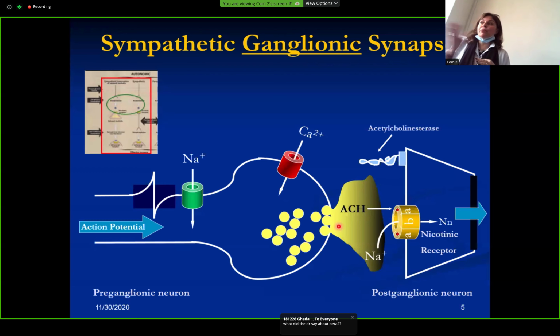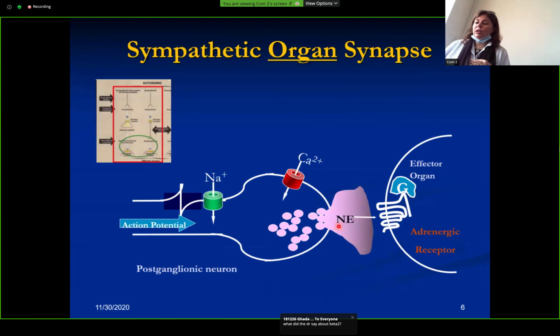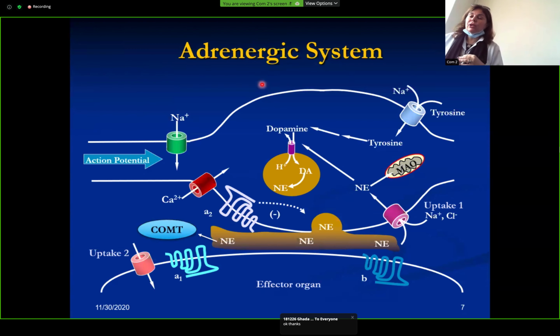This is the pre-ganglionic fiber, and this is the post-ganglionic fiber, where you have the adrenergic receptor, whether it's alpha 1 or beta 1, and it's G protein coupled. So I'll mention the Gq and Gi, and then you have the norepinephrine. Is that clear? This is the adrenergic system, and this is the cholinergic.